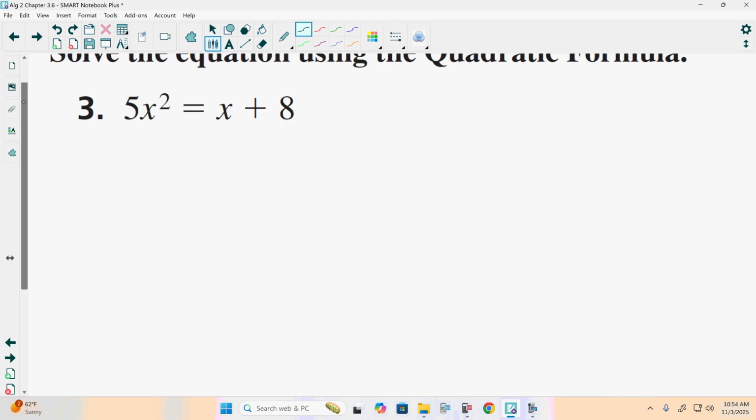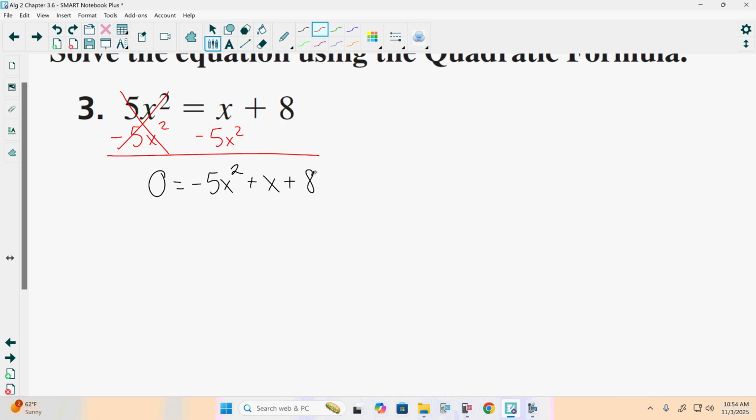All right, guys. Let's look at this next one here. 5x squared is equal to x plus 8. Again, the first step is to get the equation equal to 0. How can we get this equation equal to 0? We can subtract 5x squared from both sides. 5x squared and 5x squared will cancel, telling us 0 is equal to negative 5x squared plus x plus 8.